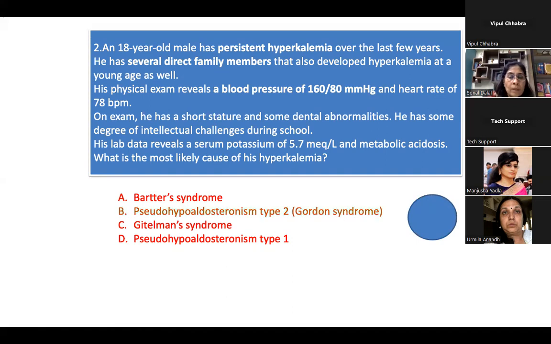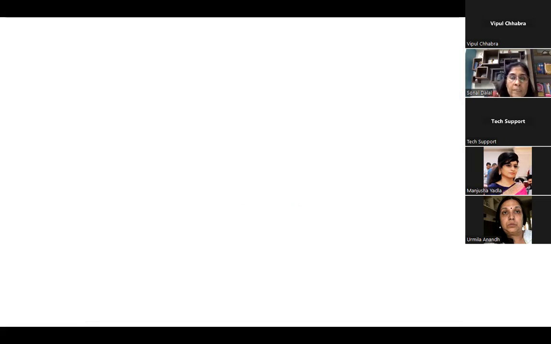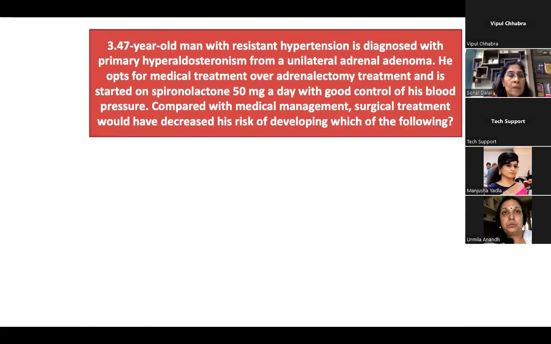Timer. The correct answer is option B, pseudohypoaldosteronism type 2. Mutations in WNK4 and WNK1 kinase are most commonly the cause of this. While an increase in plasma potassium concentration normally stimulates aldosterone release from the adrenal gland, plasma aldosterone levels are generally low in this disorder. These patients usually have short stature, club feet, and stiff joints, and they present like this.